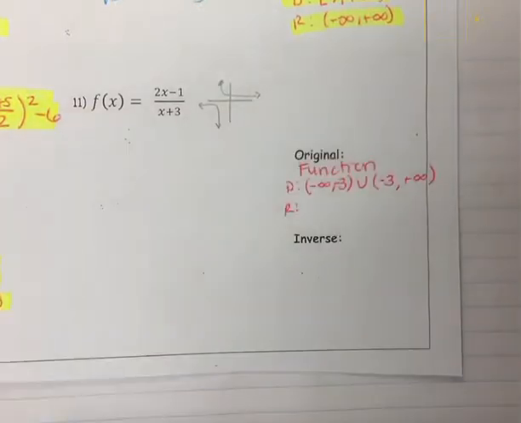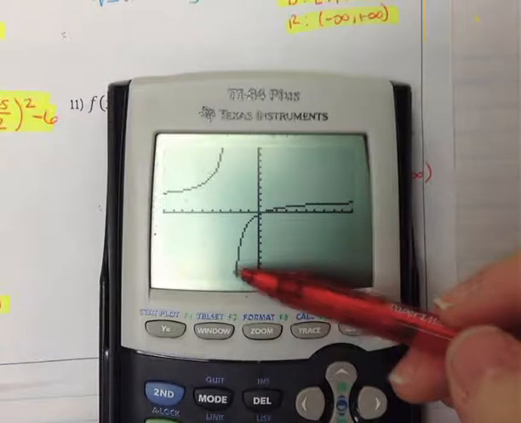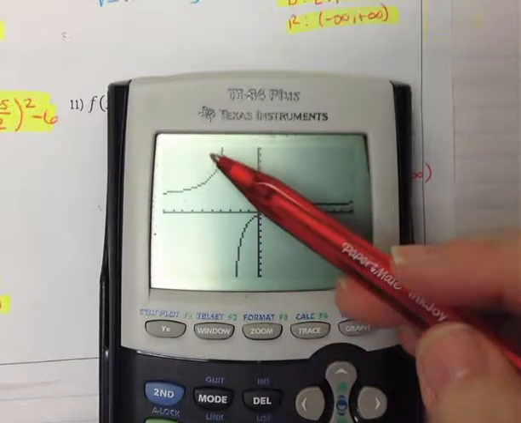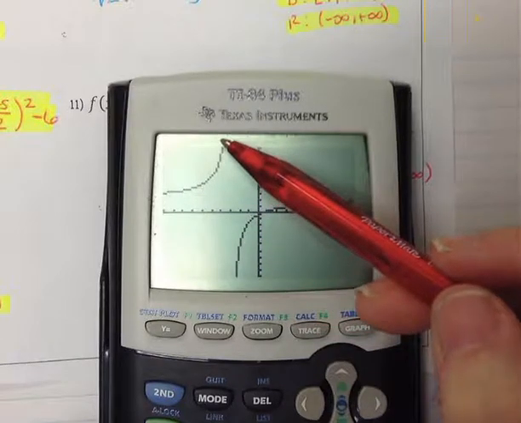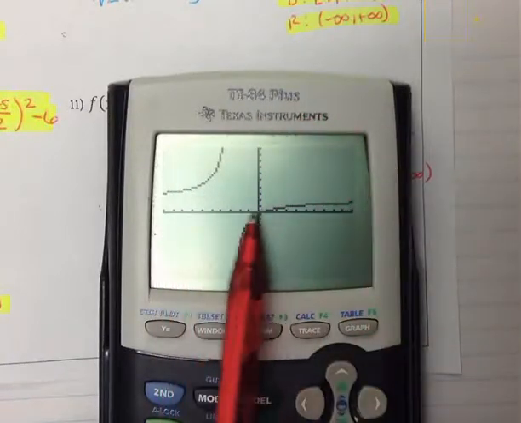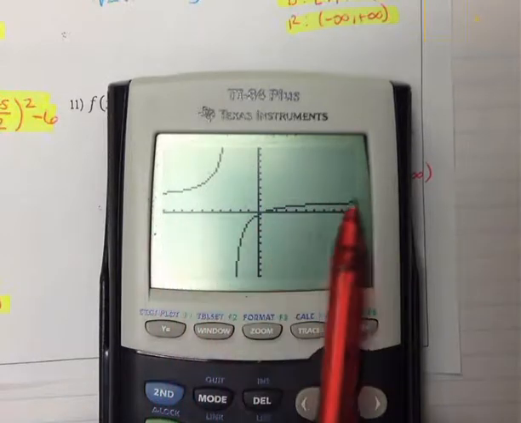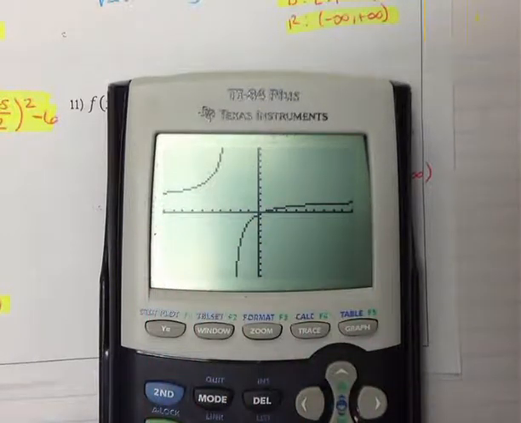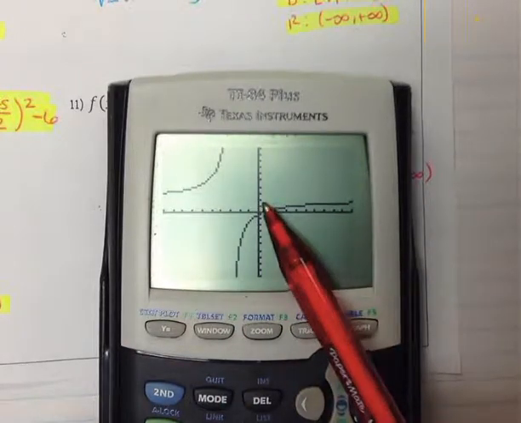For our range, looking back at our graph, our graph does go down forever, and it will also go up forever. So we will have a negative infinity and a positive infinity. But again, there's a gap between these y values. We need to figure out which y values are never touched. So it's around maybe a +2 or a +3.